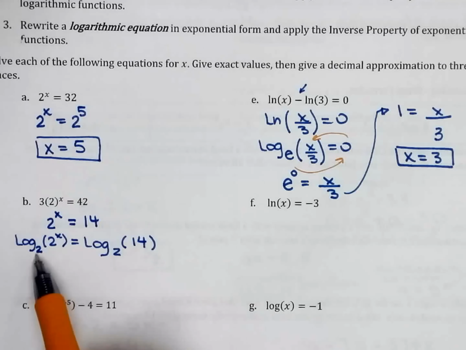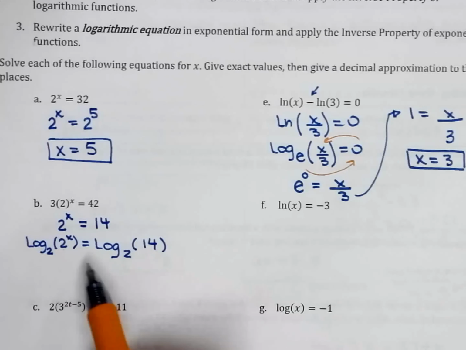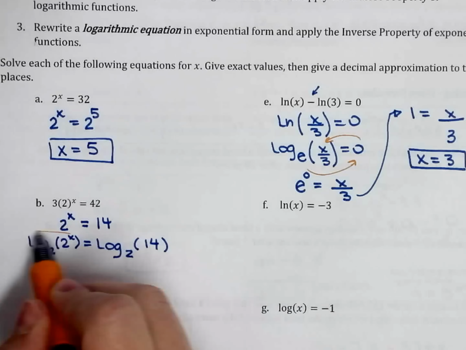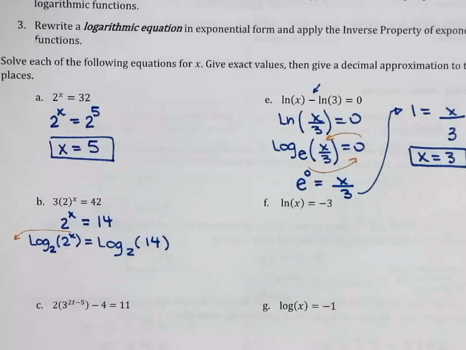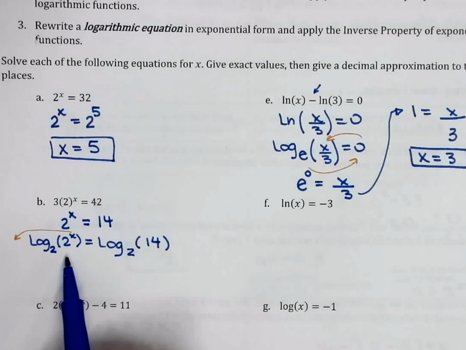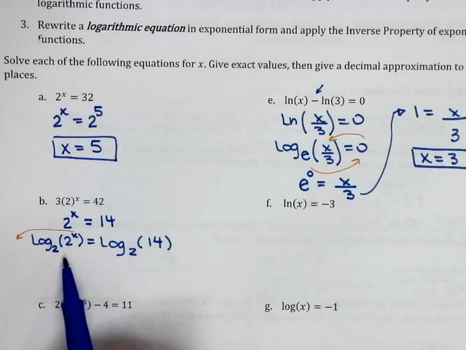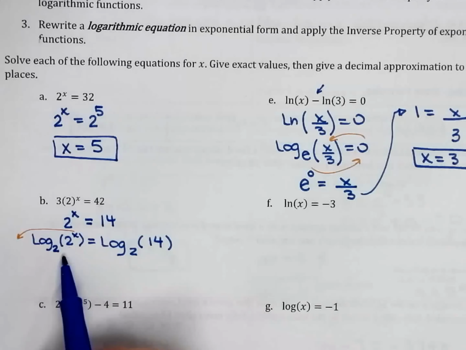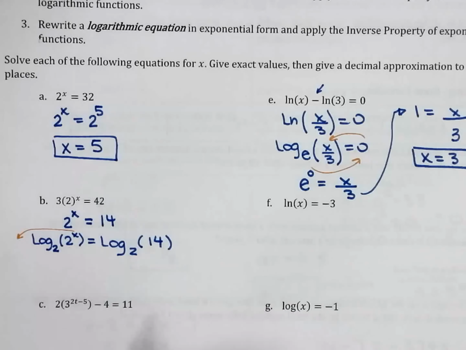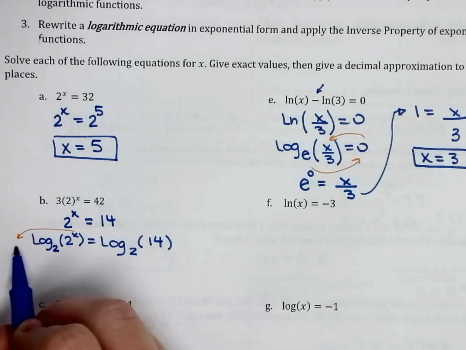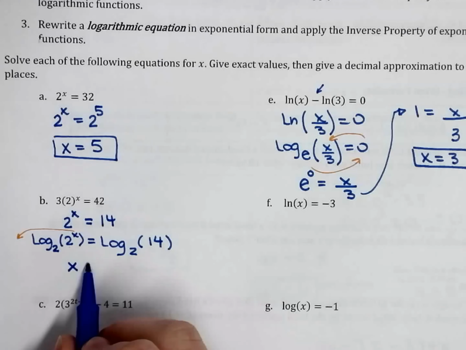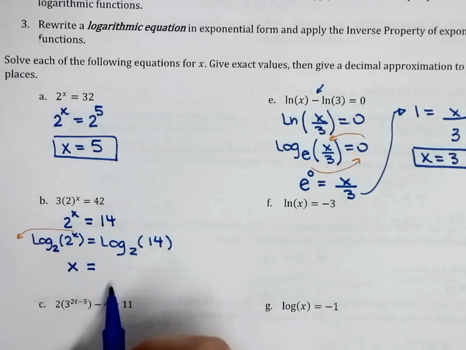Why did I do that? Well, when the base and the arguments are the same, that equals 1. And that x will go in the front, multiplying. So I would write yourself a little note right there that log base 2 of 2 equals 1. It doesn't disappear. That equals 1. So now the x goes in the front multiplying. So x times 1 is x.